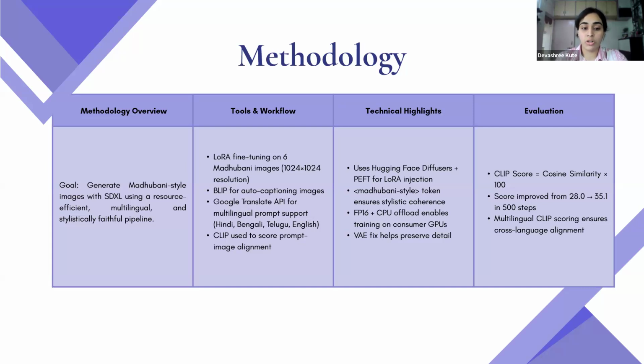And a patched VAE module was also used to keep images crisp. To measure the quality, we used CLIP-based scoring, which calculates the similarity between the input text and the generated images. Over the course of 500 training steps, the CLIP score improved from 28 to 35.1. And we also ensured that this evaluation worked across all supported languages.